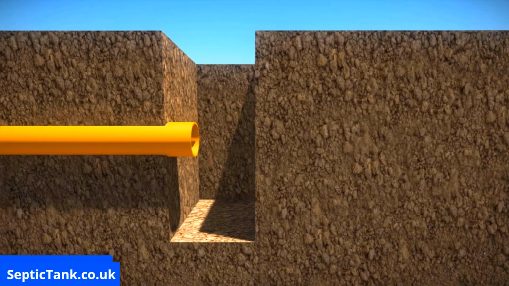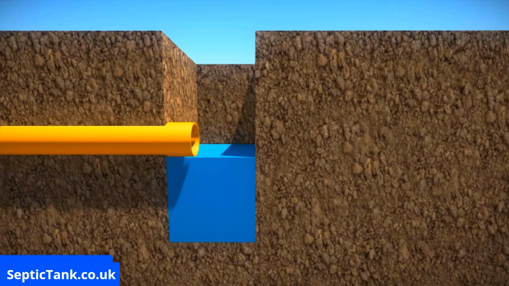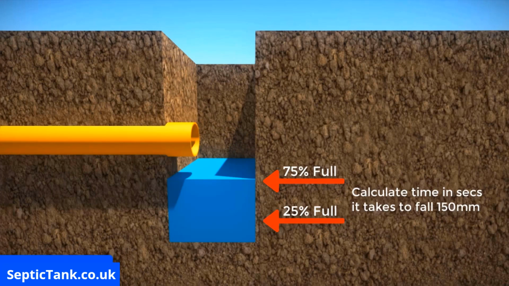Next day, refill the hole once again with water to a depth of at least 300 millimeters and then observe the time in seconds that it takes for the water to seep away from 75% full to 25% full. So that's roughly a fall of about 150 millimeters.